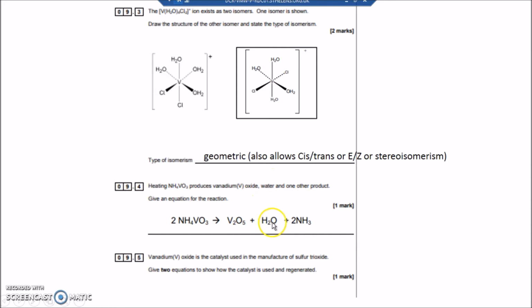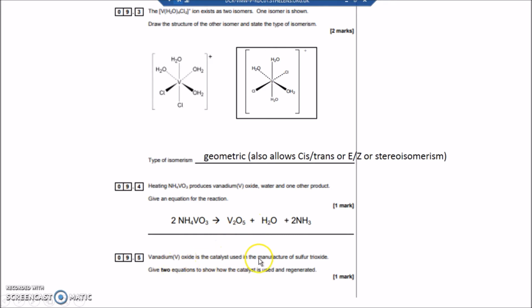It also says it makes water. And then you've got to work out what you've got left. Well, you've got some N's that you've not used, and you've got some H's that you've not used, so it makes ammonia. Okay, you probably have to work that out, something with N's and H's in it, and then you can balance it. You're going to need 2 V's, so you're going to need 2 in front of the NH4VO3. That means you're going to need 2 N's or 2 NH3s to balance it up.